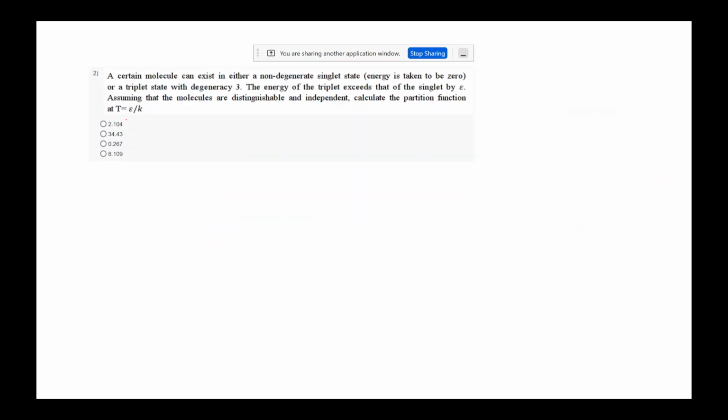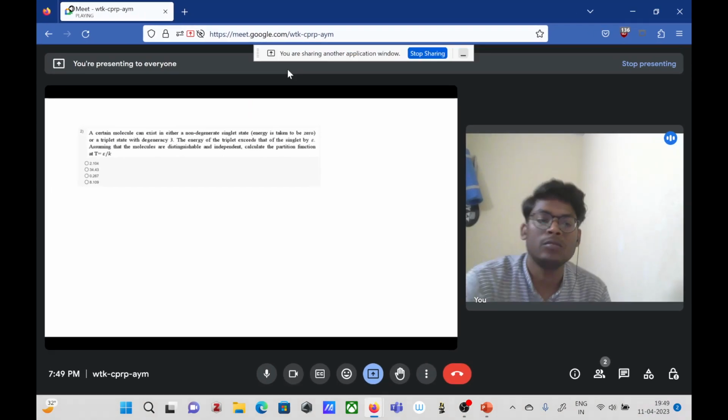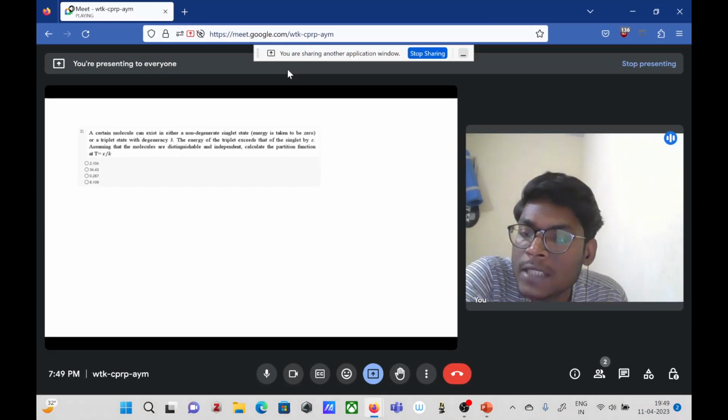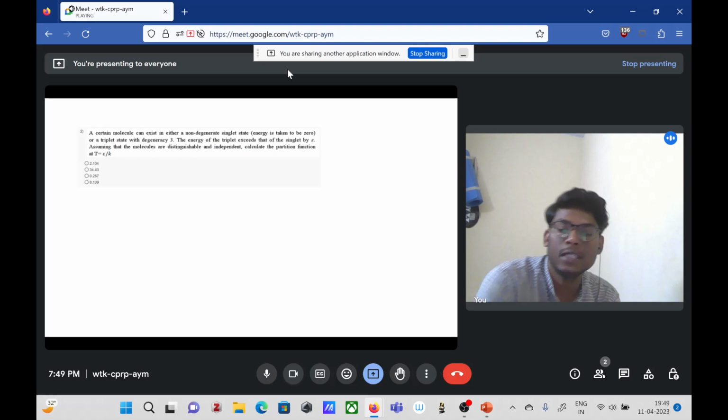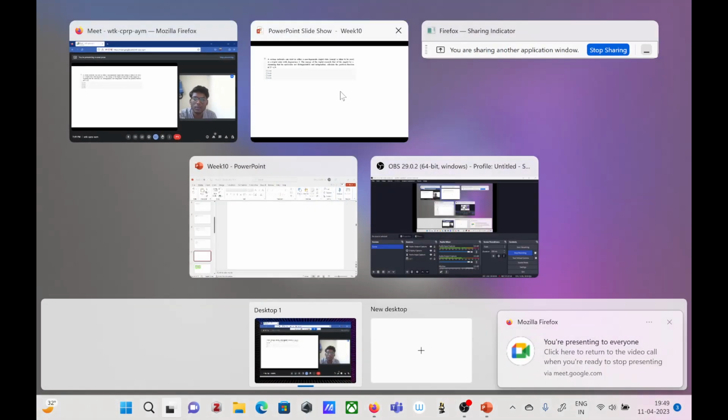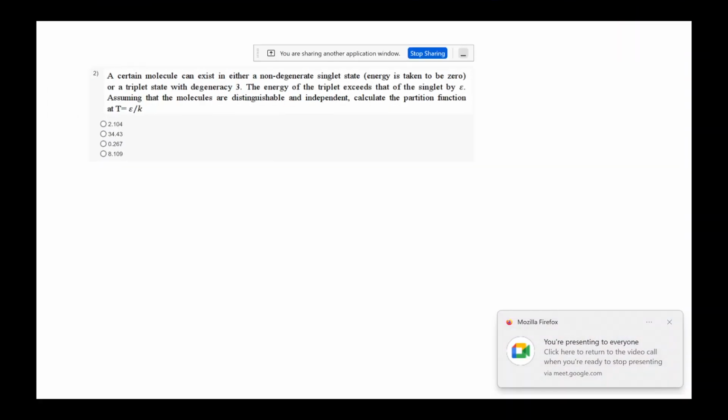Now problem 2. Problem 2 says a certain molecule can exist in either a non-degenerate singlet state where energy is taken to be 0, or a triplet state with degeneracy 3. The energy of the triplet exceeds that of the singlet by epsilon. Assuming that the molecules are distinguishable and independent, calculate the partition function. This is also like the same thing, just easy. Just do this for me.